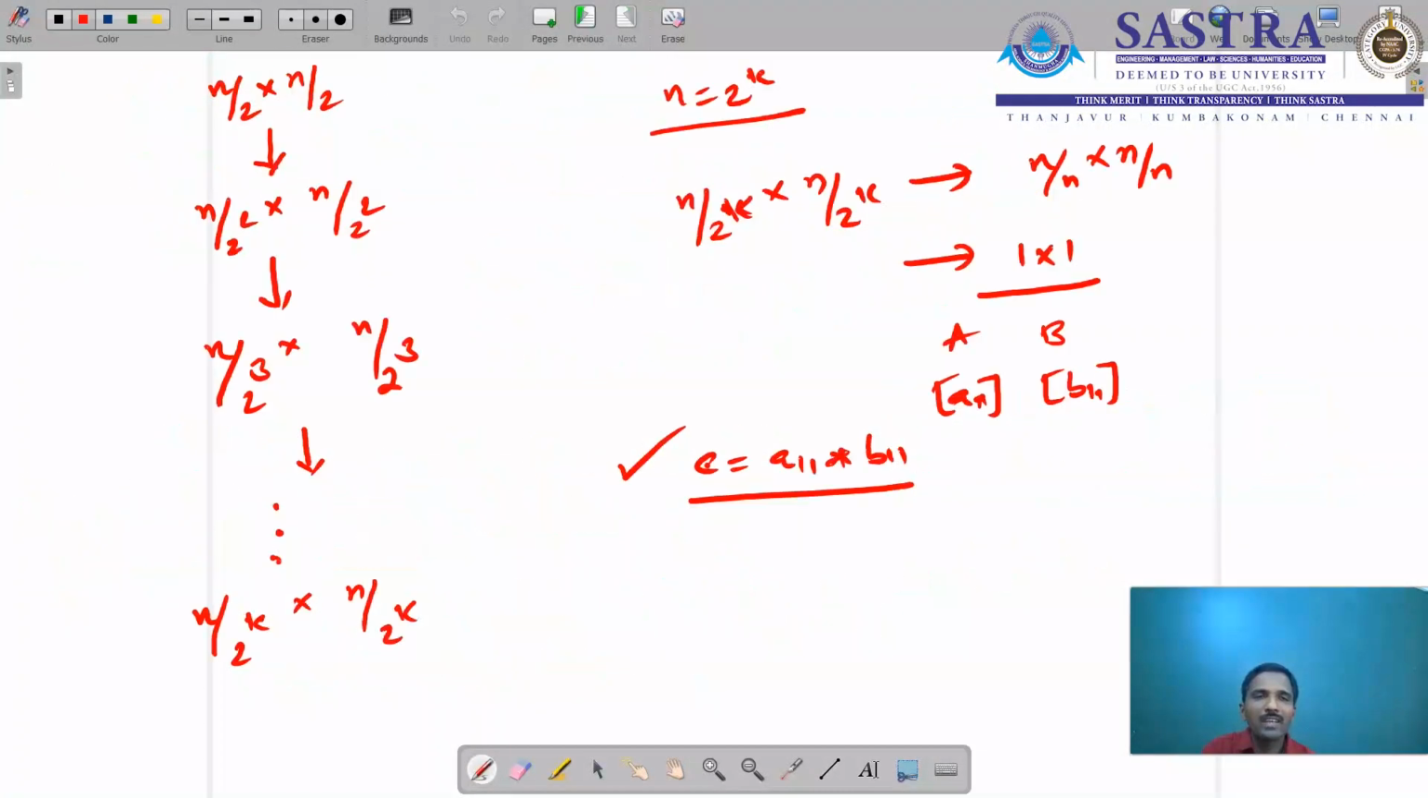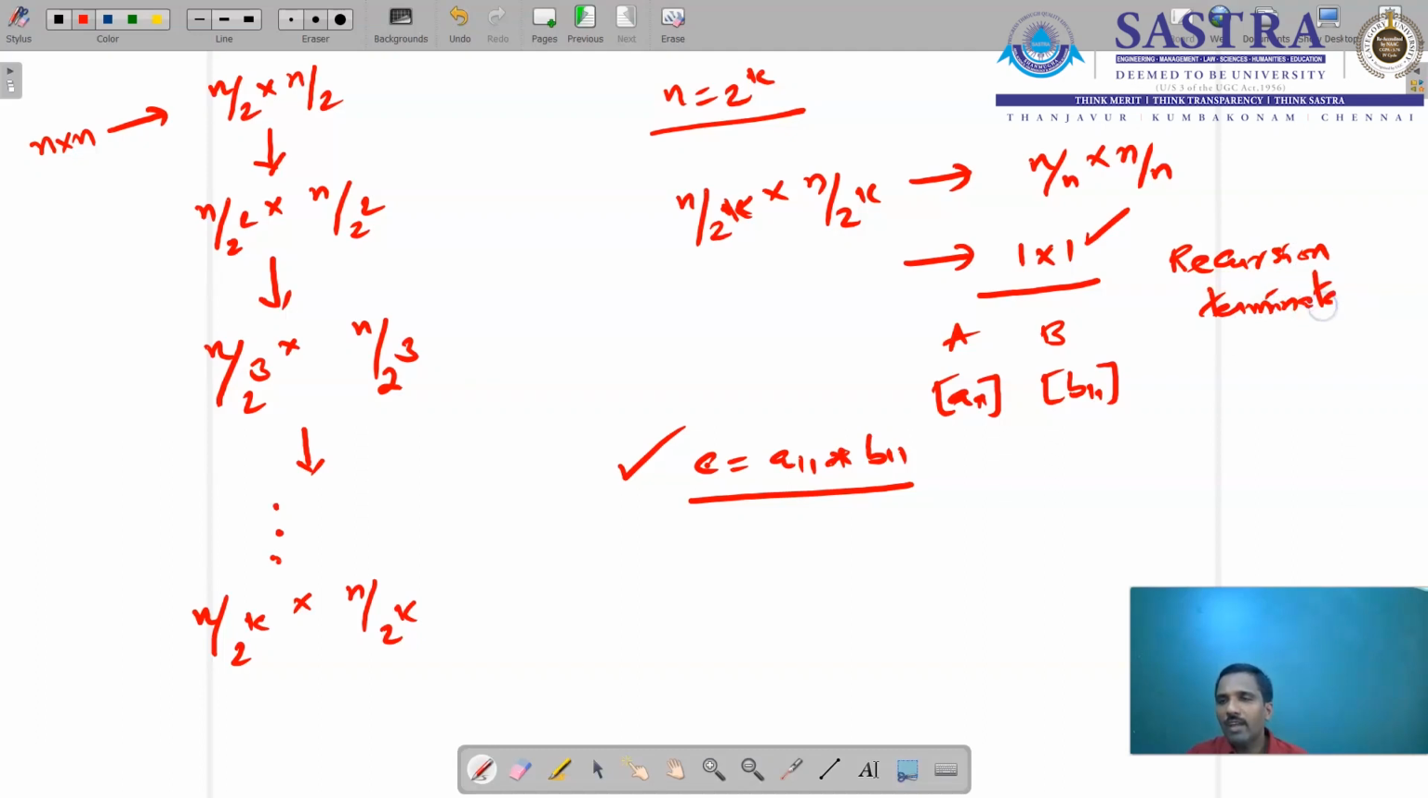The initial size n by n is subdivided by 2 into n by 2 by n by 2, then n by 2 power 2 into n by 2 power 2, etc. The final stage is n by 2 power k into n by 2 power k, such that n is equal to 2 power k. So we are subdividing this matrix by 2 until we reach a matrix of order 1 by 1. When we reach a matrix of order 1 by 1, the recursion terminates.